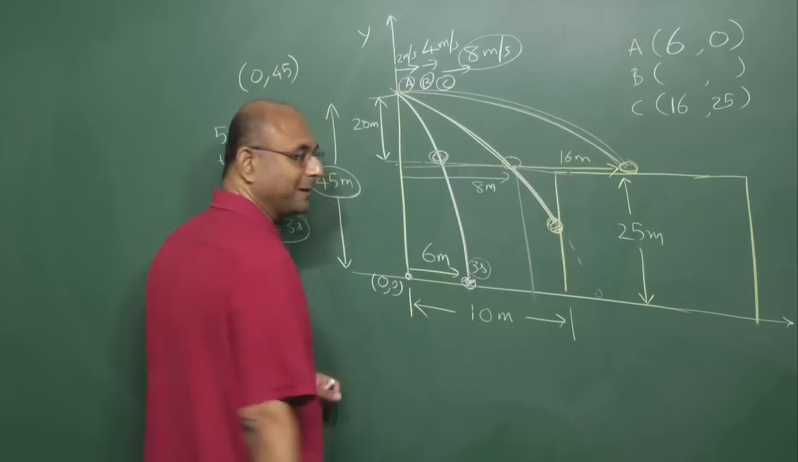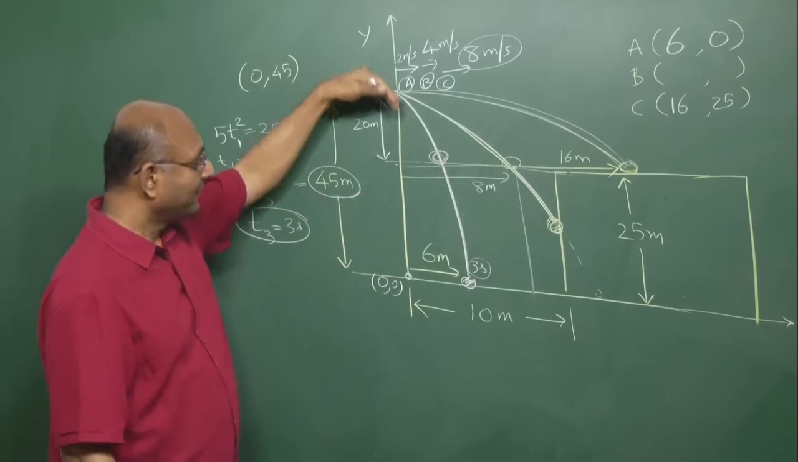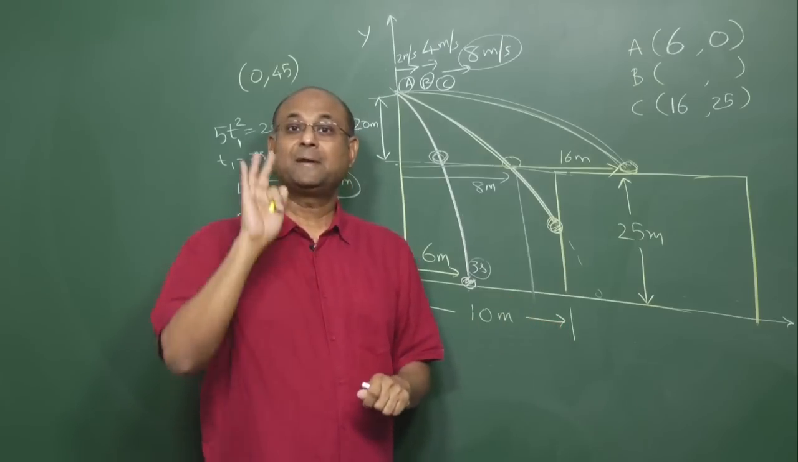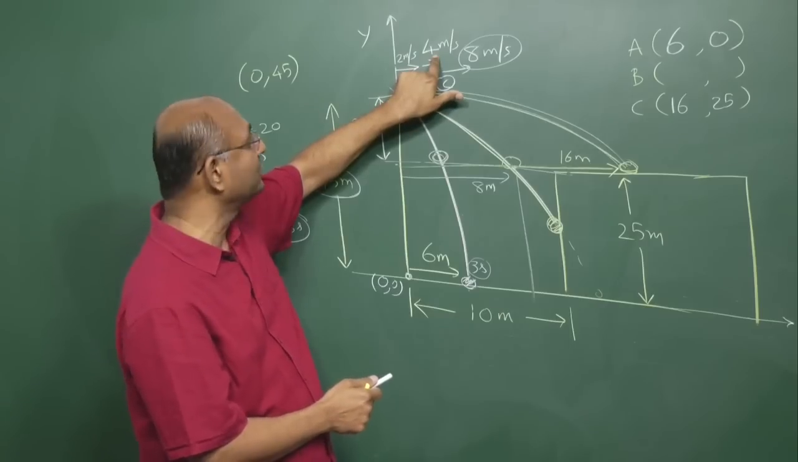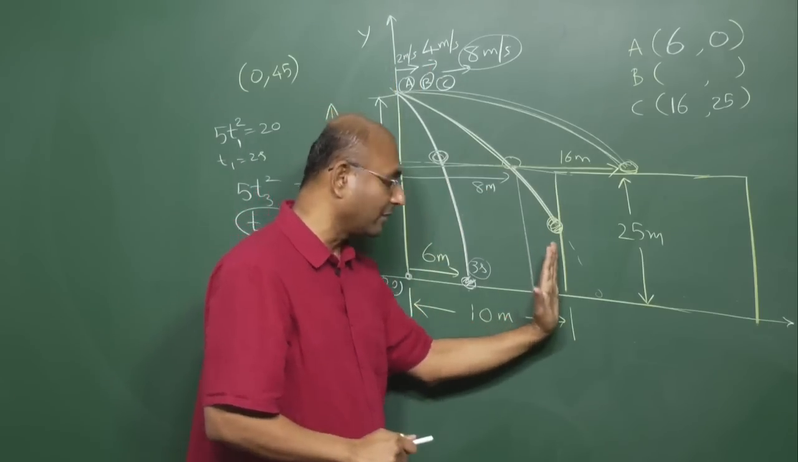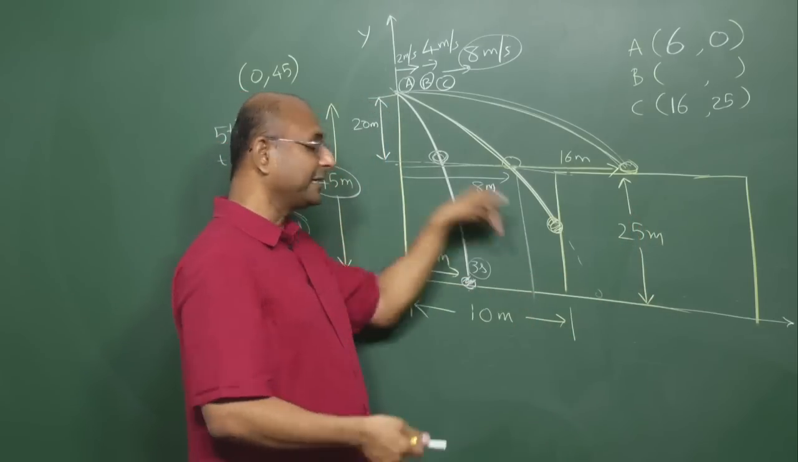So let me repeat this part. If B hits something on the ground, if it hits a point on the ground, it would have taken 3 seconds. But if it hits a point on the ground in 3 seconds, 3 times 4, 4 meters per second into 3, means it has traveled horizontally 12. So from here, if you travel 12, you would have crossed the building, which means it would have hit the building before it hits the ground.